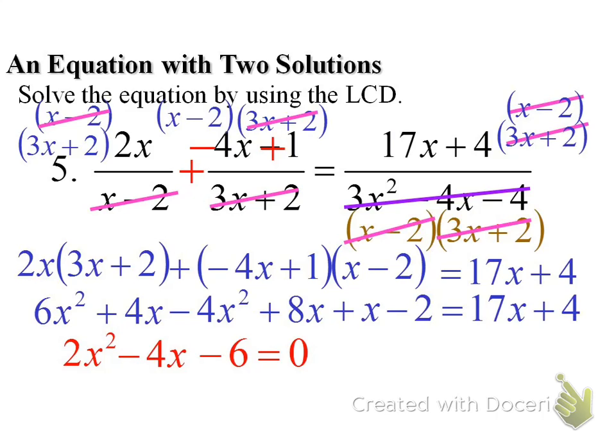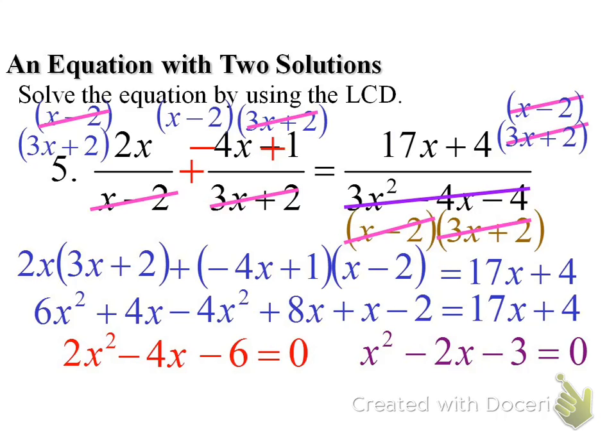Now, normally we set each factor equal to 0. Will 2 ever equal 0? No, so you can actually just forget about that 2 right now. You can just solve the x squared minus 2x minus 3 equals 0. And there it is for you.